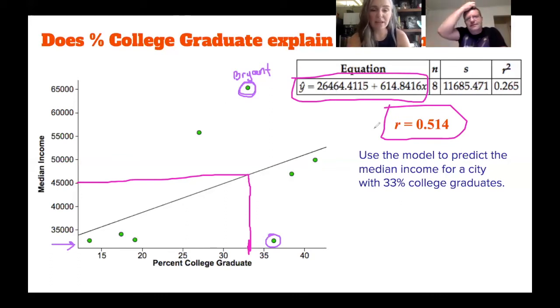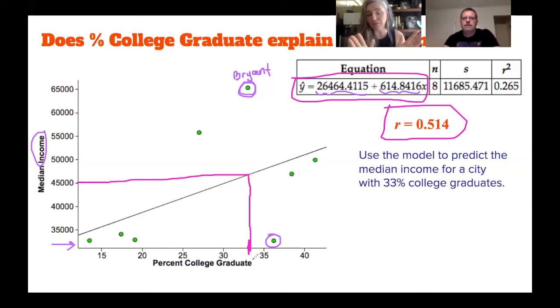this video is probably getting a little long, but let's talk about these numbers really quick so that we can make sure we got it in our heads. Our slope is 614.8. What does our slope mean in this problem? That's median income per percent college graduate. So that's how much more for each percentage of college graduates the median income will go up.